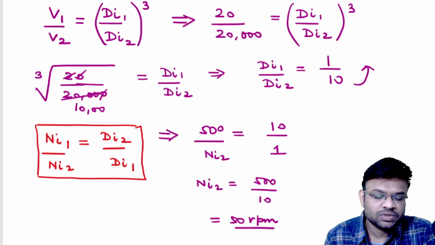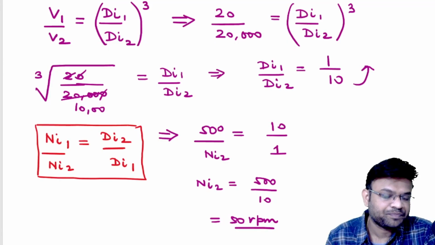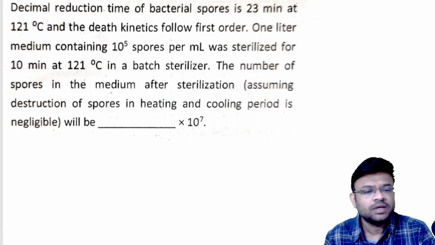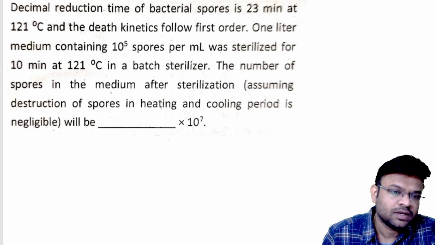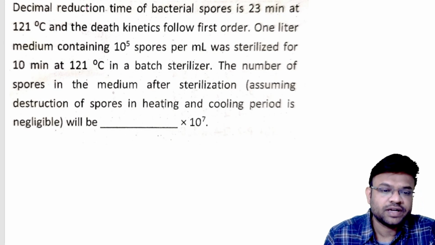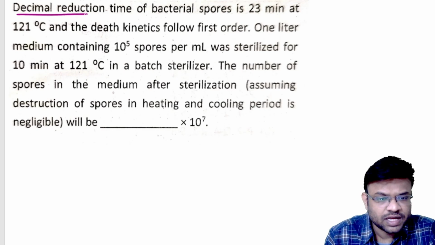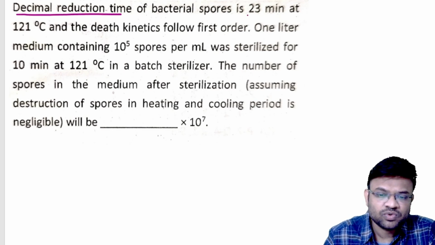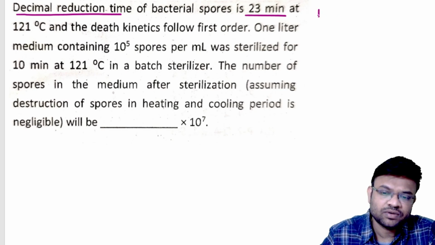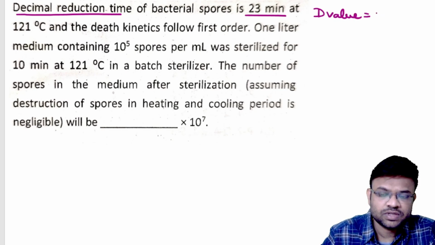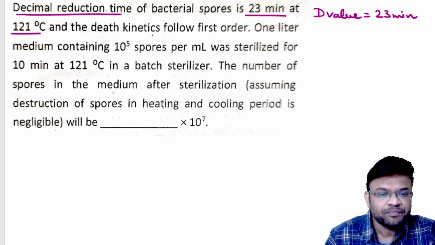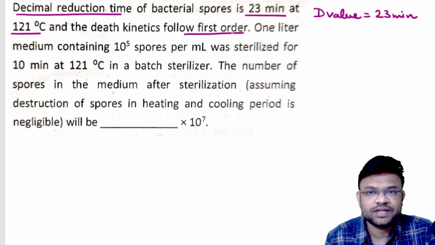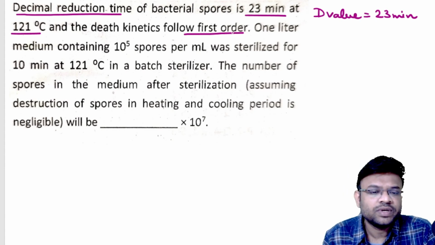Now let me move on to the second question on your screen. Decimal reduction time of bacterial spores is 23 minutes. This is a question devoted to decimal reduction time. So the decimal reduction time, or D value, of a bacterial spore is 23 minutes. Let me write down the D value is equal to 23 minutes at 121 degrees centigrade, and the death kinetics follow first order reaction kinetics. Of course, we know that whenever you are doing sterilization, it will follow first order reaction kinetics.